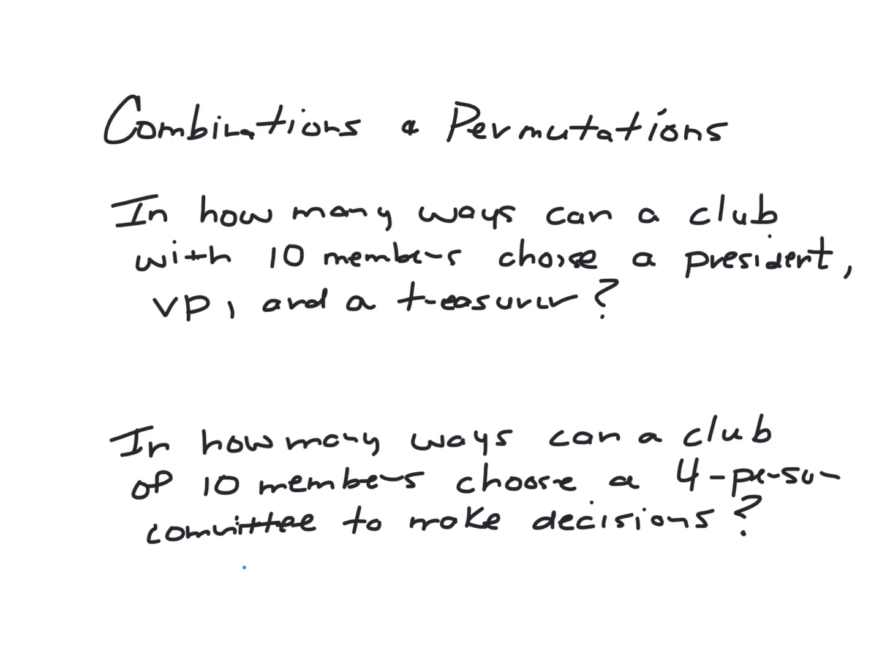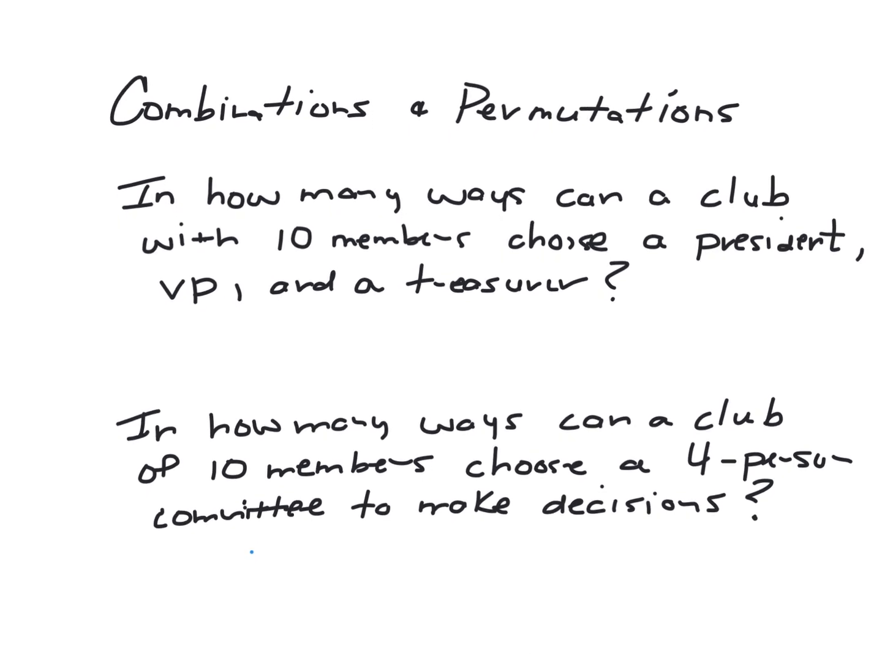We then talked about combinations and permutations. Important that you realize that if we're talking about a permutation, order is important. Order is important in a permutation. In a combination, order is not important.